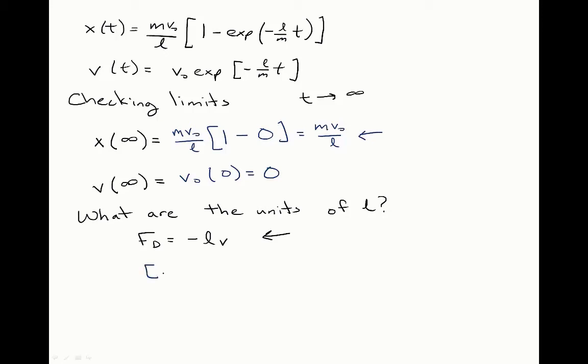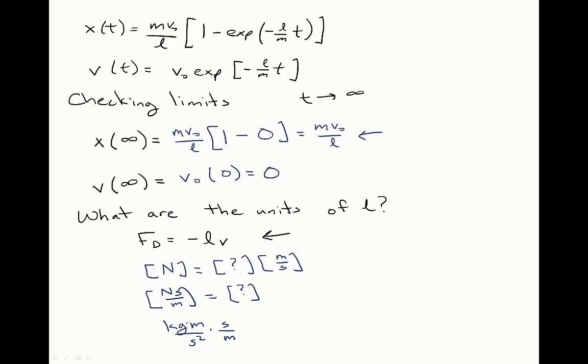Okay, so force has units of newtons. We have something we're trying to figure out, and velocity has units of meters per second. So the thing we want to figure out must have units of newton seconds per meter. What is a newton second per meter? Well, a newton is kilogram meters per second squared. Alright, meters cancel, seconds left here. It's a kilogram per second. The units of L are kilograms per second.